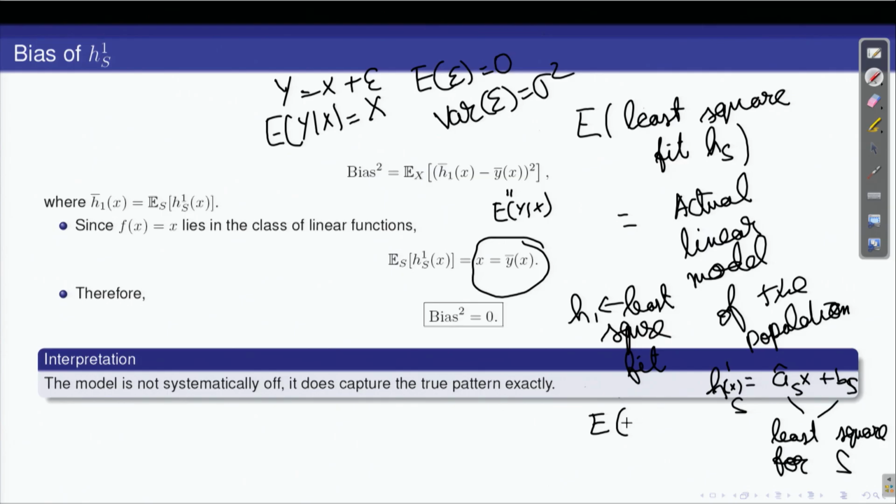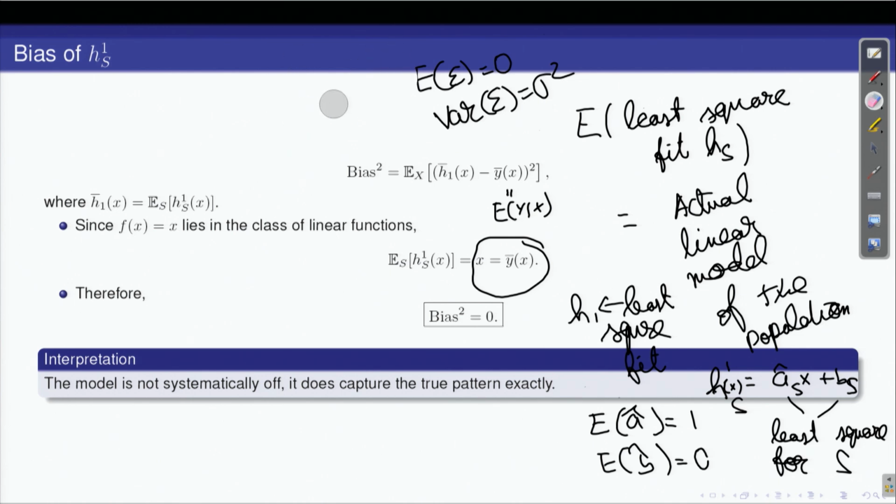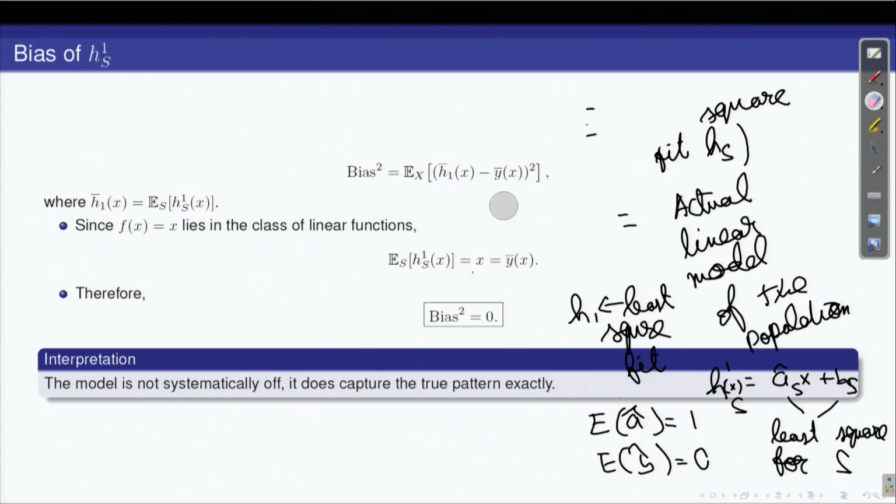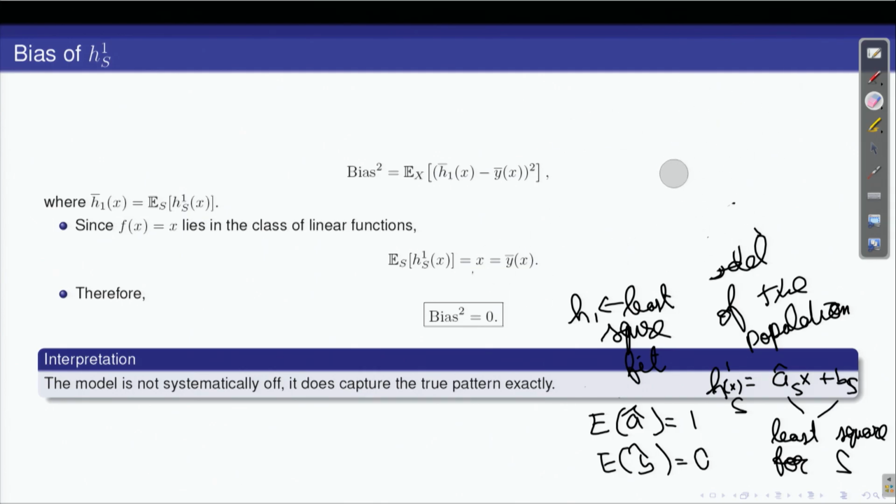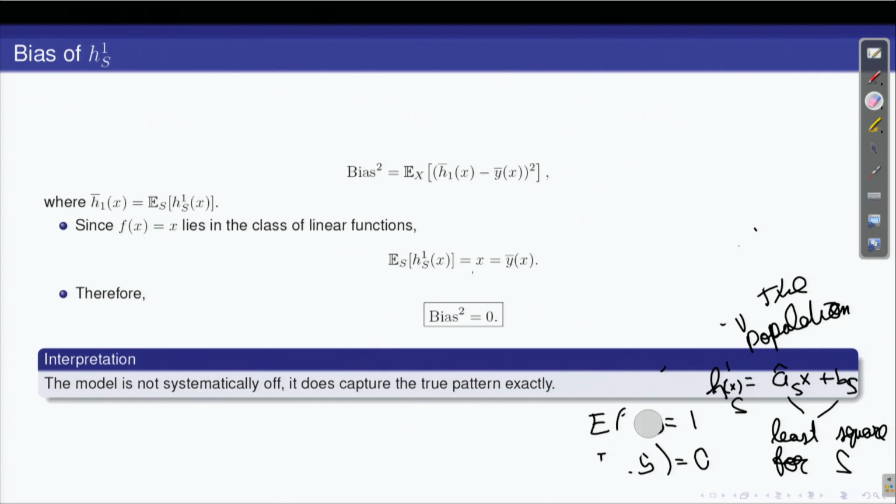Then the expected value of a hat is known to be 1, and the expected value of b hat is known to be 0. This follows from the Gauss-Markov theorem that we discussed last time; we just mentioned it, and we will get into it when we do linear regression in full detail. So this tells you the bias of this estimator will be 0. This is an estimator which has 0 bias.